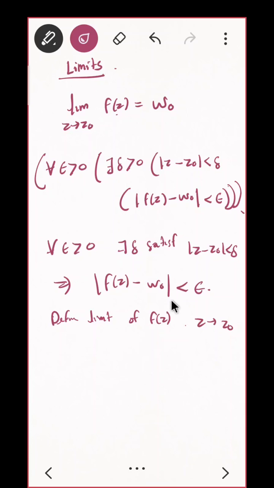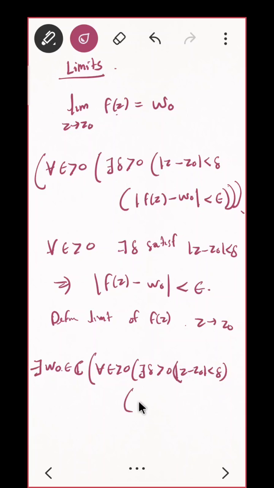Then that means we are not given w naught. Then we have to start with: there exists a w naught belonging to the real numbers, or in this case complex numbers. There exists w naught belonging to C such that for all epsilon positive, there exists delta positive such that mod of z minus z naught less than delta implies mod of f of z minus w naught is less than epsilon.